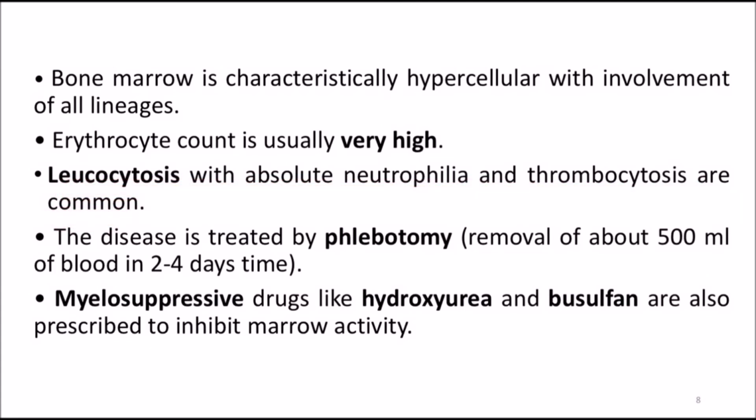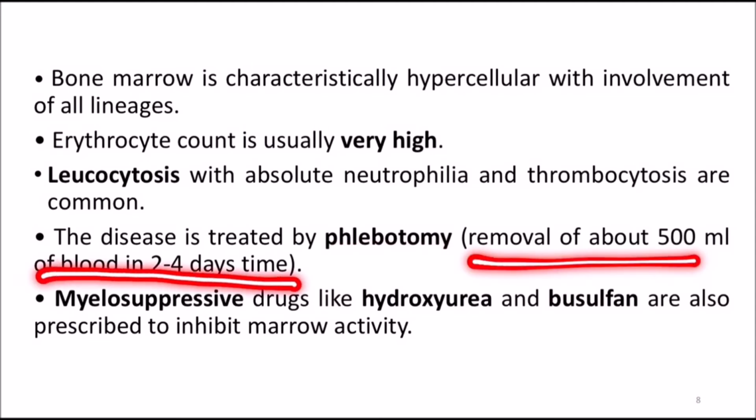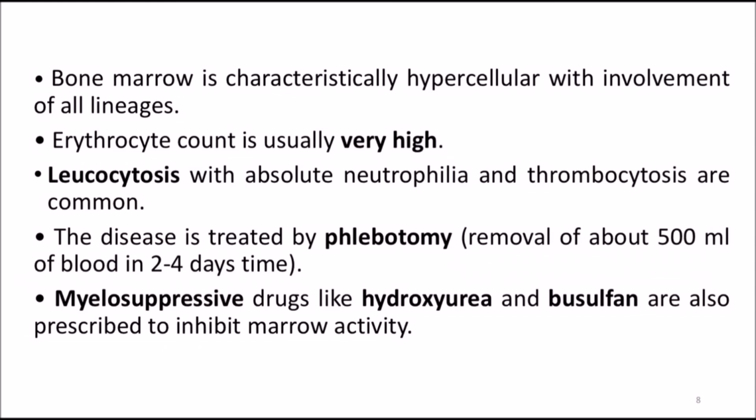The disease is treated by phlebotomy. What is phlebotomy? It is the removal of about 500 ml of blood in 2 to 4 days. So the main treatment of polycythemia vera is phlebotomy. Also, you can give myelosuppressive drugs. Examples of myelosuppressive drugs are hydroxyurea and busulfan, which are prescribed to inhibit marrow activity, thereby helping in the treatment of polycythemia vera.